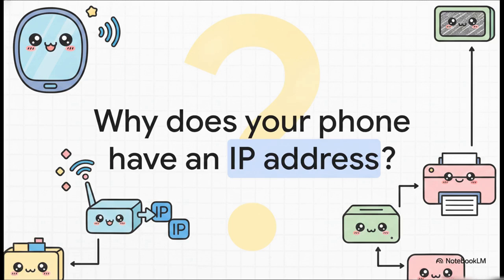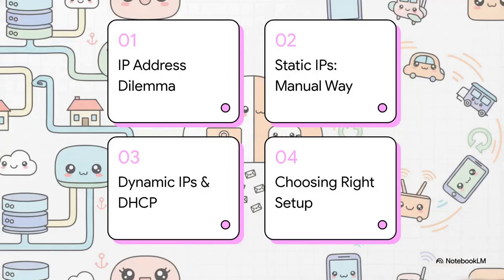Today, we're demystifying the architecture behind static and dynamic IPs and how they operate behind the scenes to keep all your data flowing seamlessly. Here's our roadmap for today. First, we'll look at the IP address dilemma. Second, static IPs and the manual way. Third, dynamic IPs and DHCP magic. And finally, choosing the right setup for your own network.